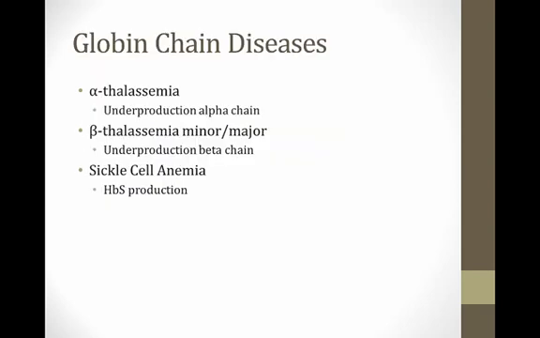There are a number of globin chain diseases, and I won't get into these in detail, but I'll just quickly review them here for you. Alpha thalassemia is when you have underproduction of the alpha chains. Beta thalassemia, minor or major, is when you have underproduction of the beta chains, and then sickle cell anemia is when you have an abnormal type of hemoglobin created called HbS.